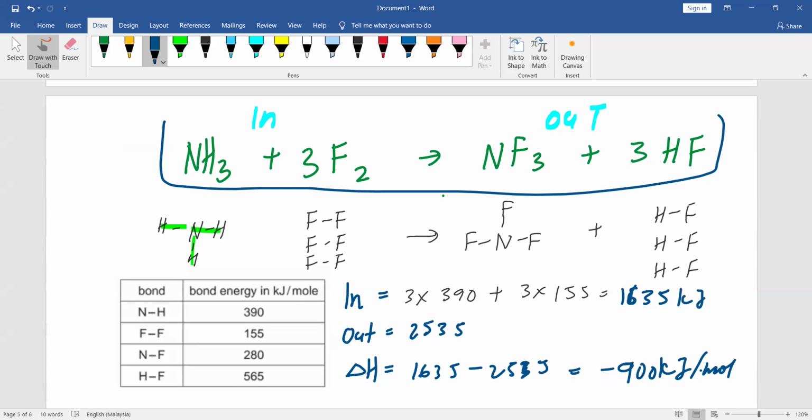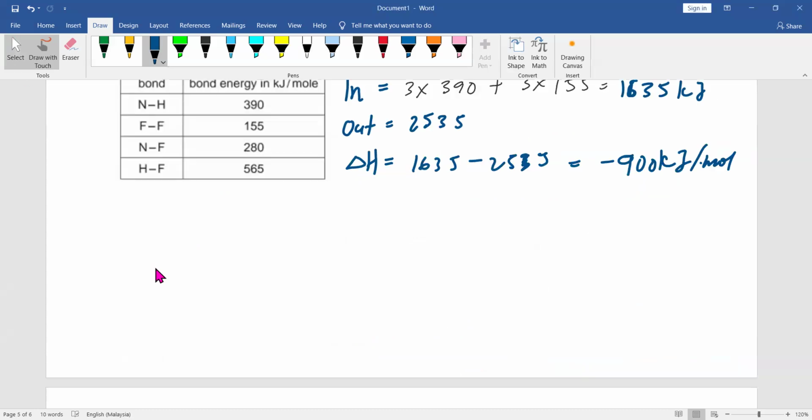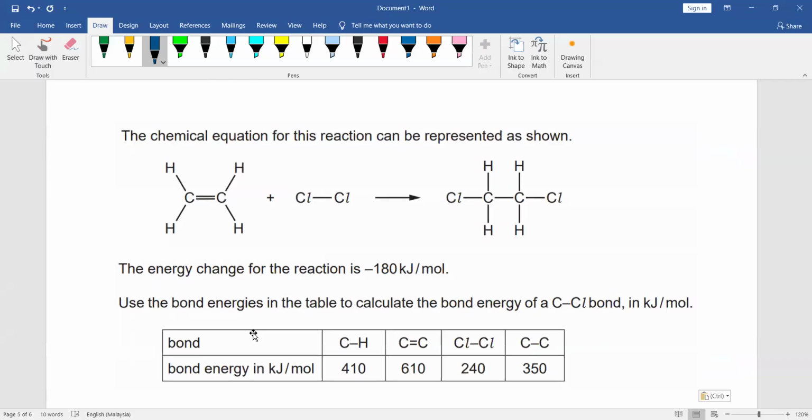Okay, let's do one more. We do this and then we're going to move on to something harder. Okay, this is a bit different. You read this carefully. This is asking you to find the unknown. It's not so straightforward. You read carefully.